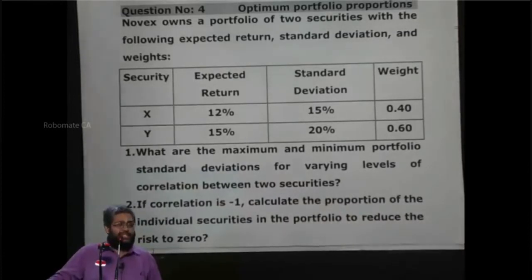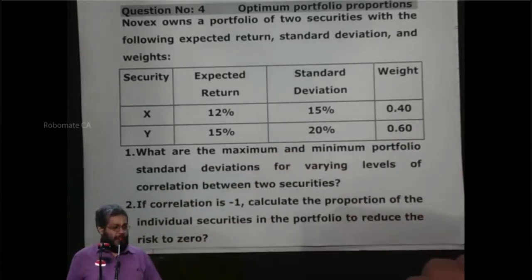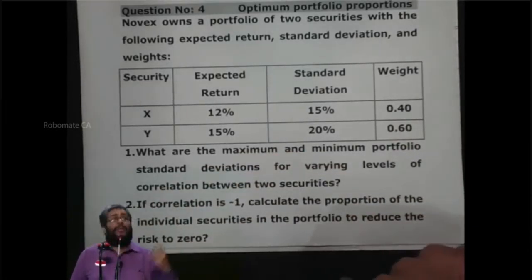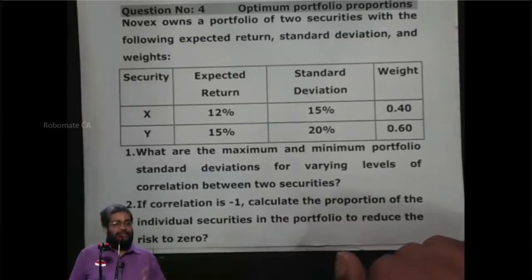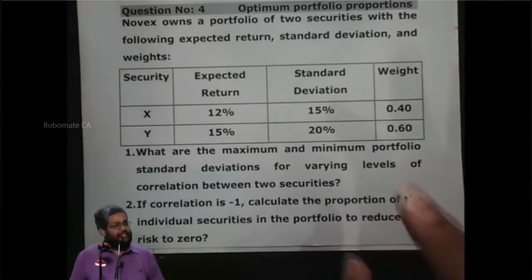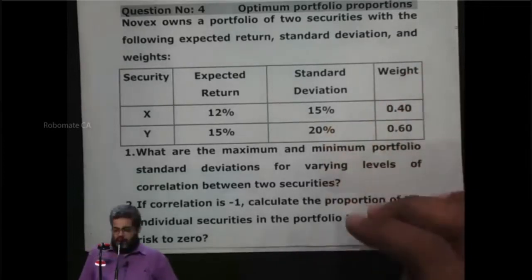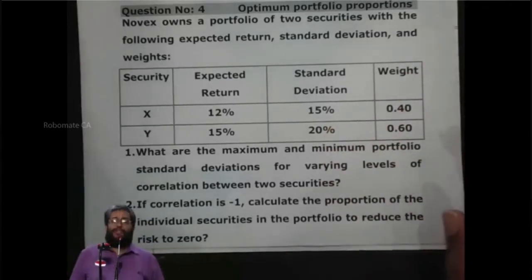When correlation is -1, can I reduce the risk to 0 or not? Yes. How to reduce the risk to 0? By investing in proper proportion. Thus 40, 60 may not give, but some proportion may give the risk as 0 by investing in proper proportion of X and then Y. What is the proportion of X? Sigma Y by sigma X plus sigma Y. What is the proportion of Y? Sigma X by sigma X plus sigma Y. That's the question which is being asked. Everybody following or not?